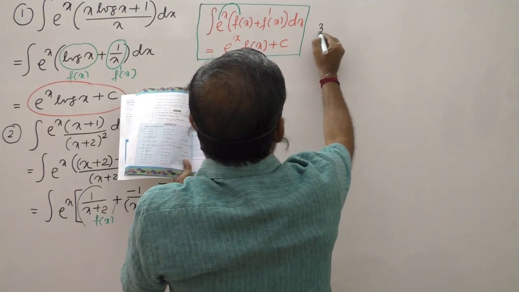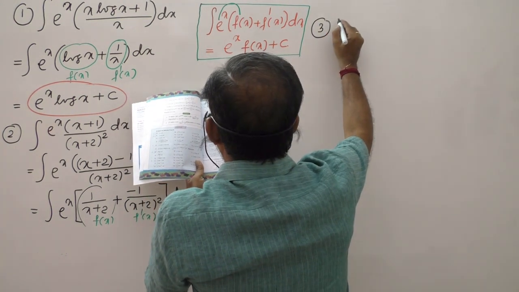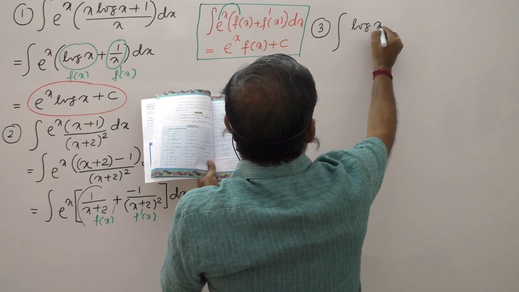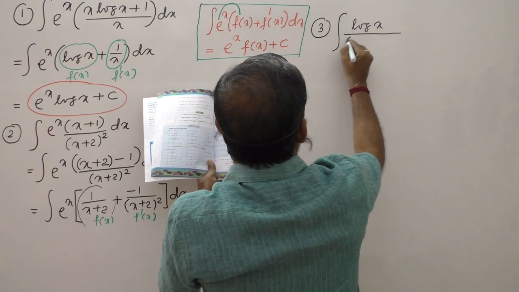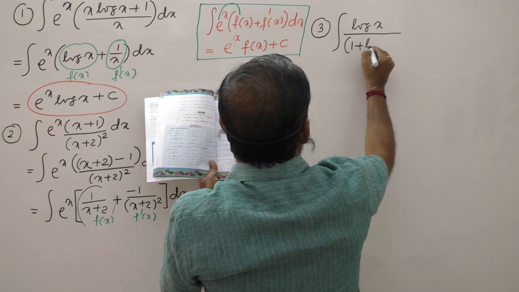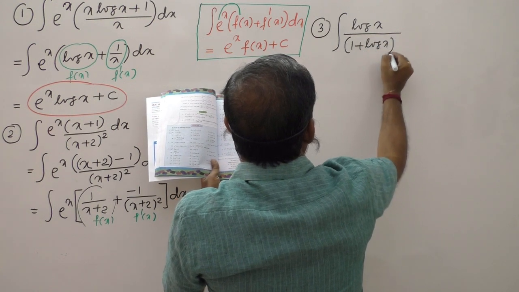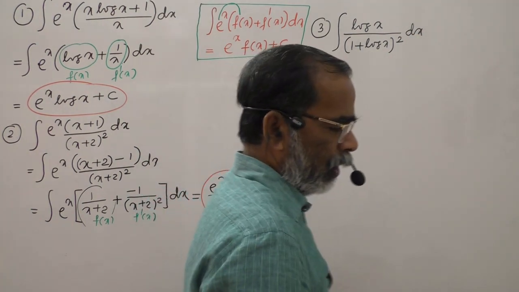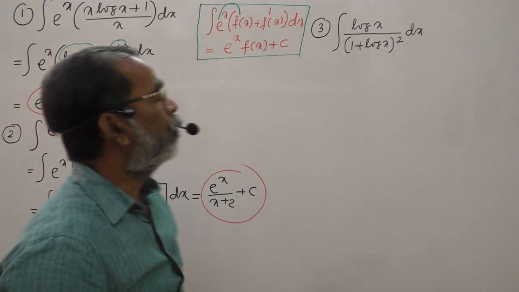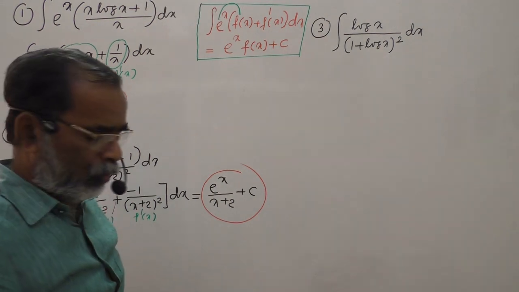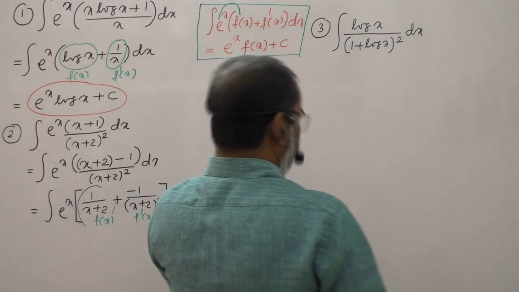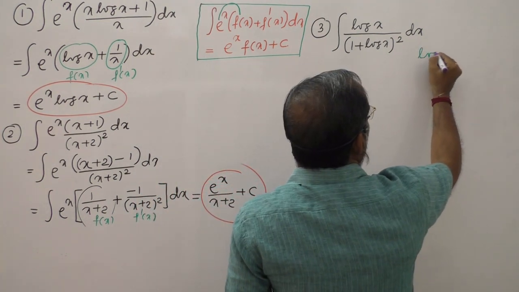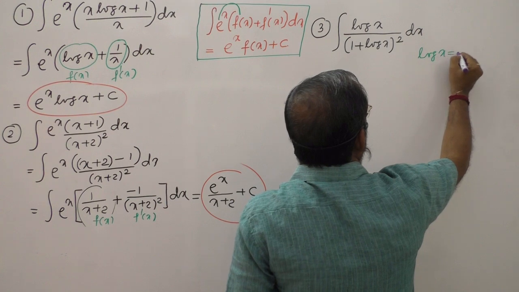See, question number 3. Integral log x divided by 1 plus log x whole square into dx. What is the integral of this? Here e power x is not there, no problem. I will go with the substitution method. I will suppose log x is equal to t.